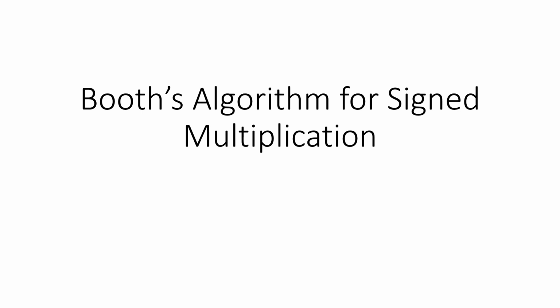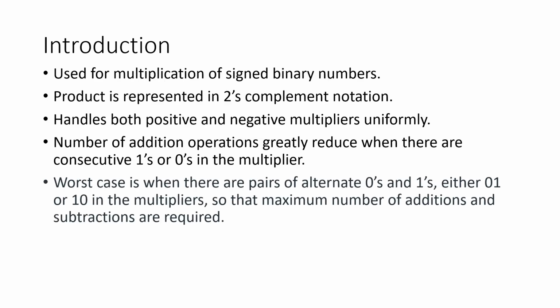Hello everyone. Today we are going to study Booth's algorithm for the multiplication of two signed binary numbers. Booth's multiplier can be used to multiply either signed or unsigned binary numbers. After the multiplication, the product is represented in 2's complement form. So this algorithm handles both positive and negative multipliers uniformly.